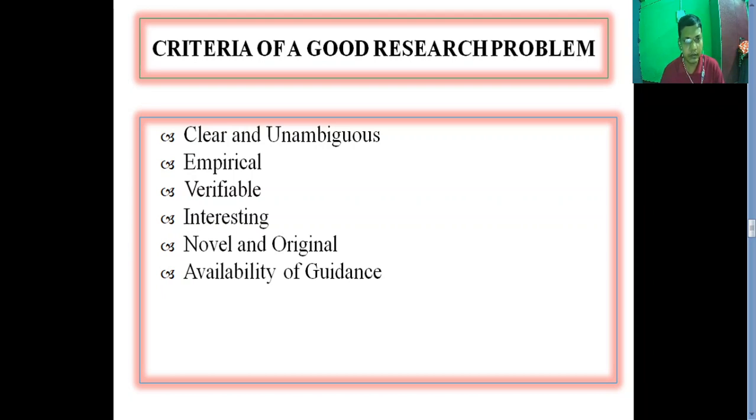Criteria of a good research problem: it should be clear and unambiguous, it should be empirical, it should be verifiable, it should be interesting, it must be novel and original, and it should have availability of guidance. So clear and unambiguous is a very important criterion of a good research problem. And it must be empirical, verifiable, interesting, and obviously novel and original, and you must have the availability of guidance also.